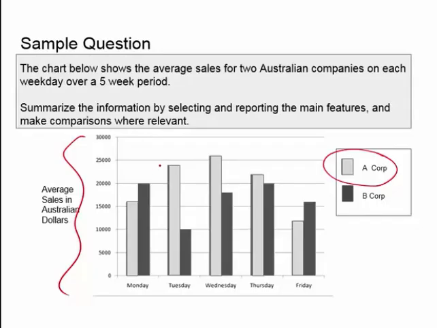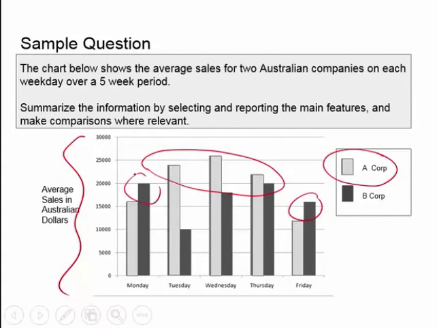Another main feature is that I notice during the middle of the week, A Corp does much better than B Corp. Interestingly, B Corp does better than A Corp on Mondays and Fridays only. Another thing that really jumps out to me is that for some reason, B Corp on Tuesdays does very, very poorly. Now remember, we don't need to report very specific information here. What we need to do in paragraph 2 is just discuss these general features that seem to be the most important part of this visual.